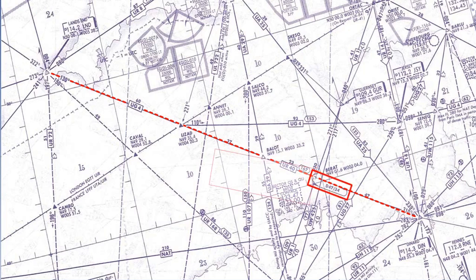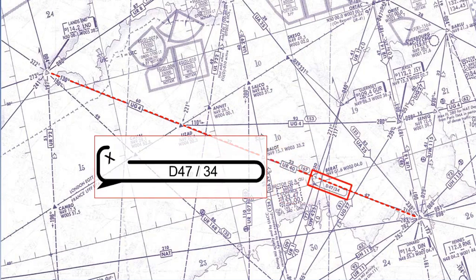At the intersection with the next airway, Upper Romeo 1, is a left-hand racetrack hold. The X marks the start and end of the pattern. The figures within the racetrack show that the hold starts at a DME distance of 47 miles from Dinard, and the first left-hand turn starts at 34 miles from Dinard.